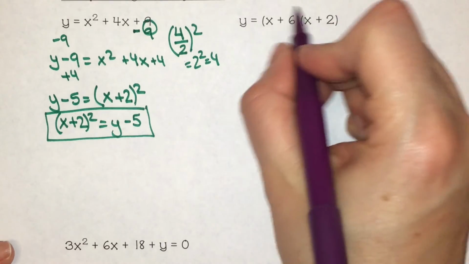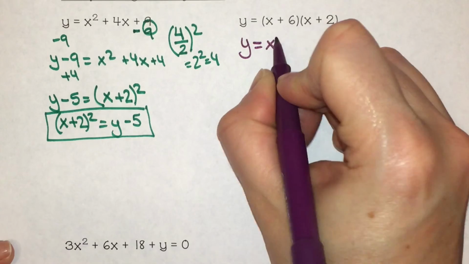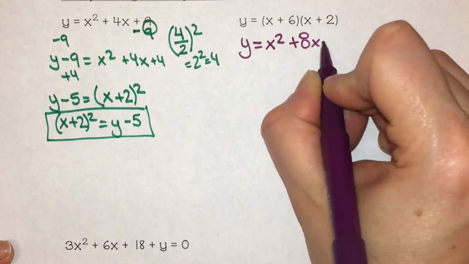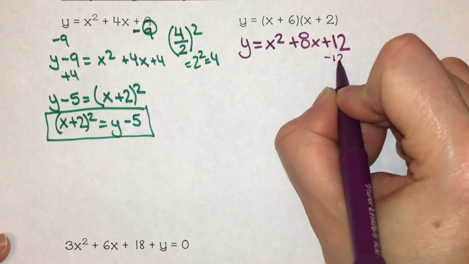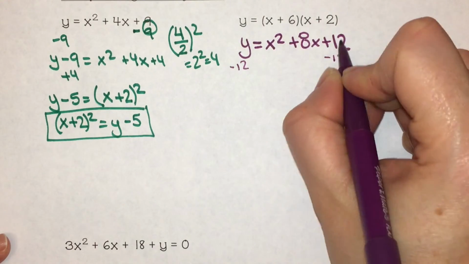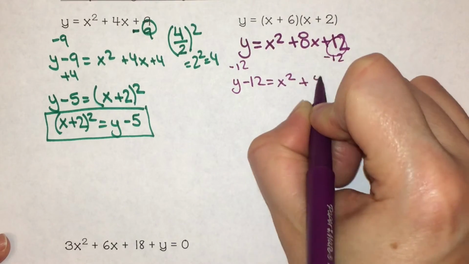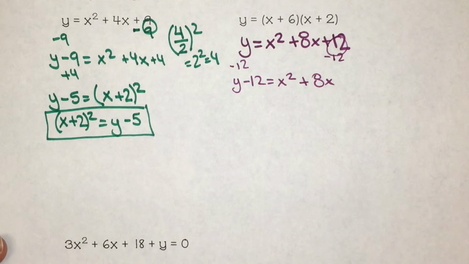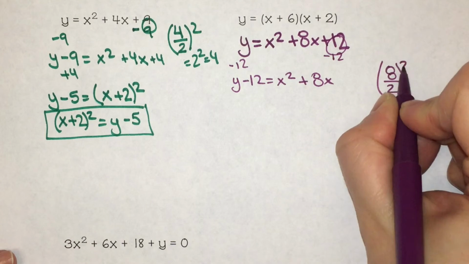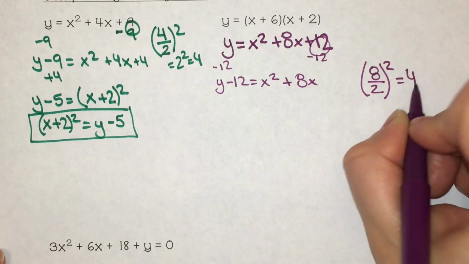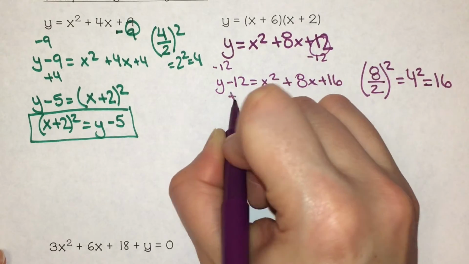Okay, so then this one we have to distribute, we have to multiply. We have y equals x squared plus 8x plus 12. To move my 12 to the other side by subtracting 12 on both sides. So we get y minus 12 equals x squared plus 8x. All right, to figure out what my b value is, I'm going to take 8 divided by 2 and then square it. Well, 8 divided by 2 is 4, and 4 squared is 16. So I'm going to add 16 to both sides.